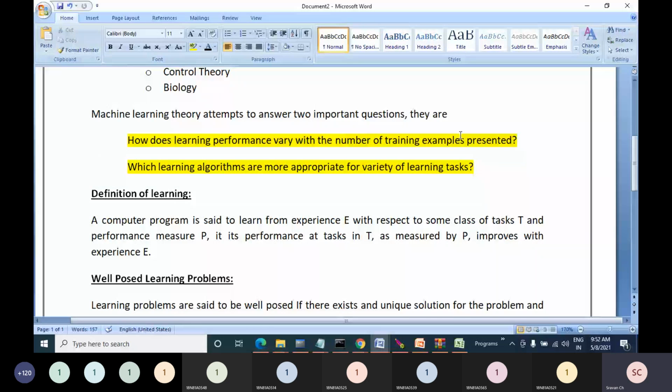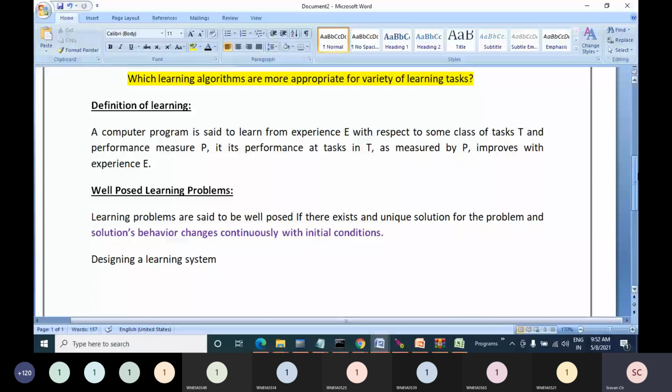Now we will define machine learning, or you can simply say we are going to define something called learning, right? So the definition of learning. What do you mean by learning? This definition is very, very important. Followed by this definition, we will see an example.